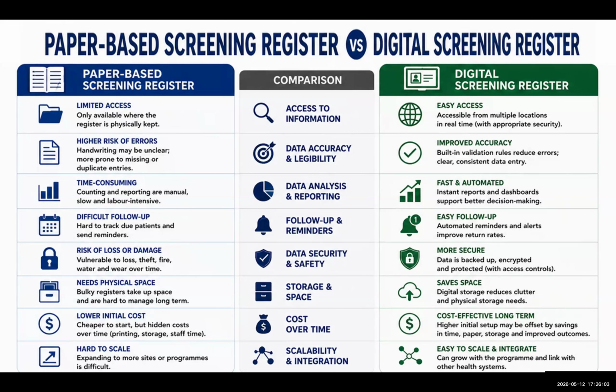But with digital: easy access, improved accuracy, automated, easy to follow up. It may be more secure. We know there was a data breach in South, but again, we've moved on years from that. Everything is much more secure now, saving space and costs, right?